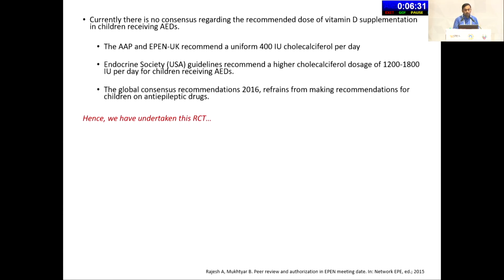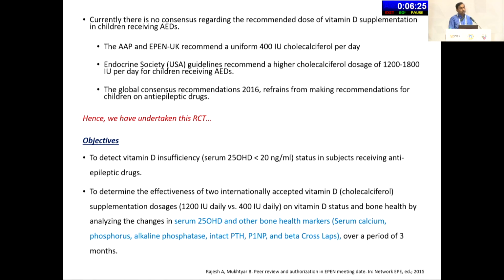Hence, for this lack of data, we undertook this study to generate some data, with the objective first to detect vitamin D insufficiency in such children, and then to determine the effectiveness of two internationally accepted vitamin D doses, 1200 and 400 IU, on vitamin D status and bone health by analyzing the changes in serum 25-OHD and other bone health markers like serum calcium, phosphorus, ALP, intact PTH, P1NP, that is procollagen type 1 N-terminal propeptide, a marker of bone formation, and beta cross laps, mainly a marker of bone resorption, over a period of 3 months.